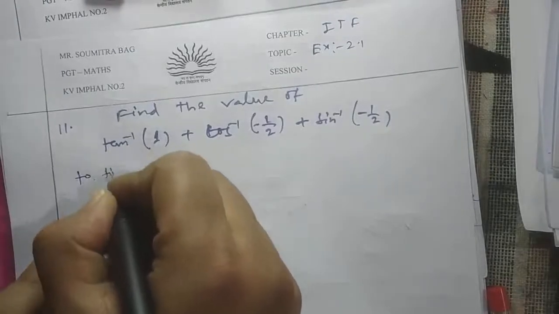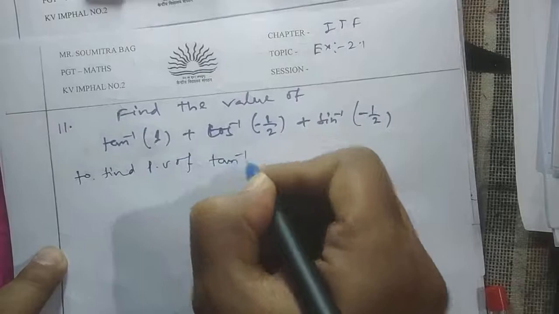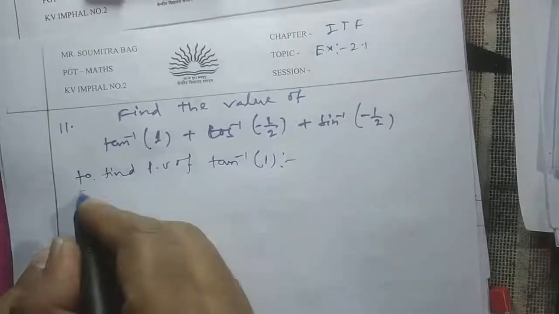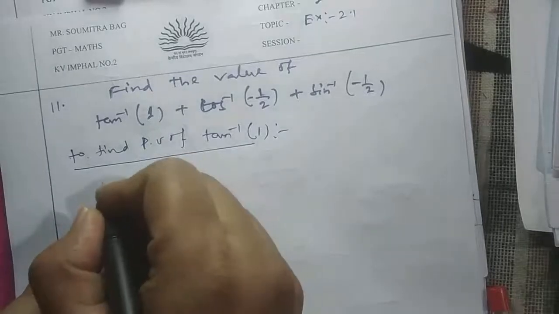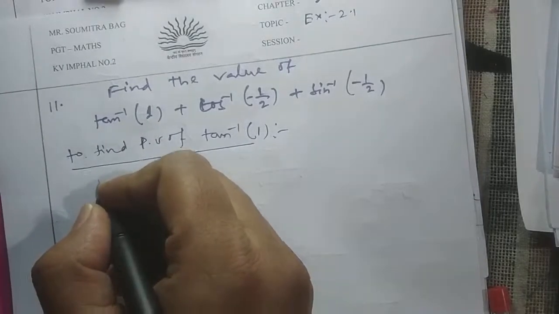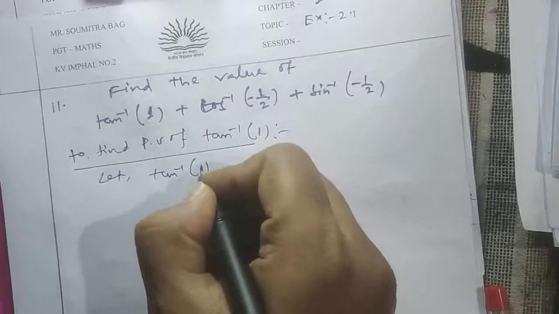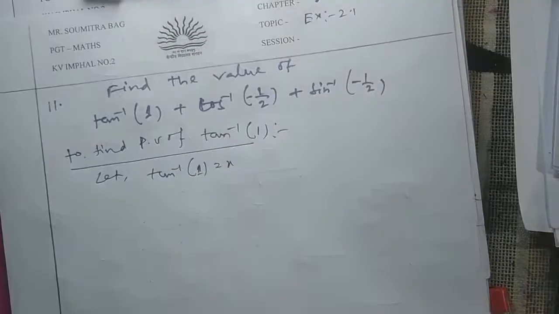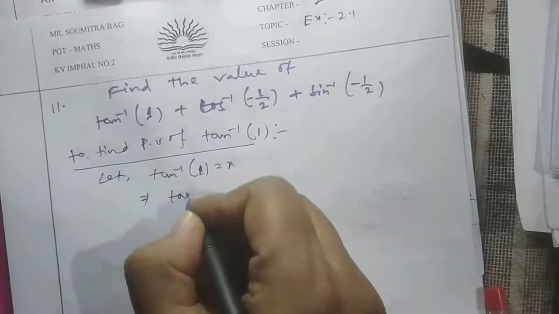First, to find the PV of tan inverse 1, make the column in this way. Make the point in this way. In the similar manner, let tan inverse 1 equal to x. So from here you can say tan x equal to 1.